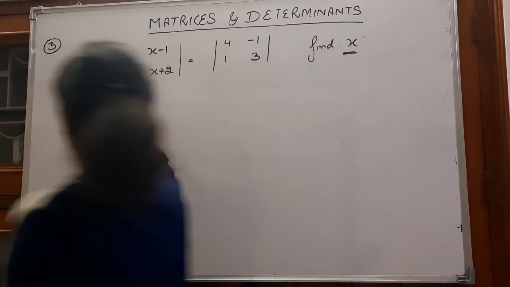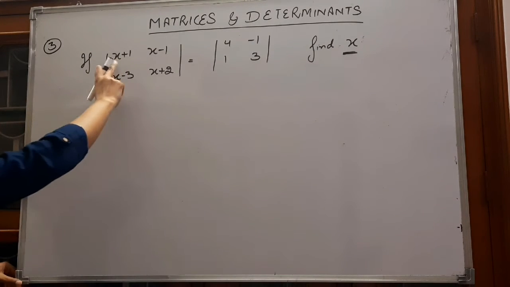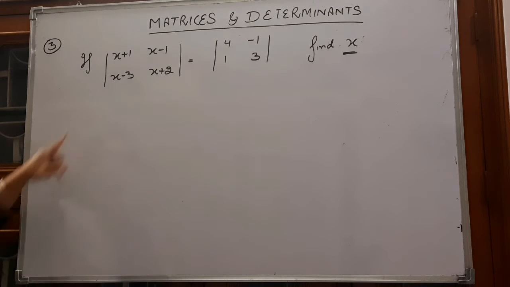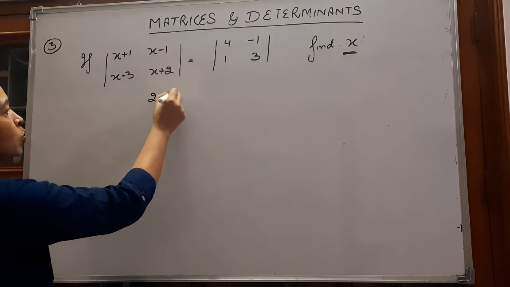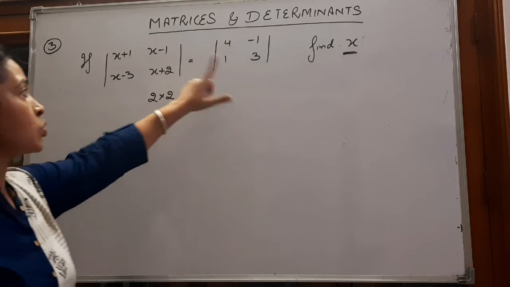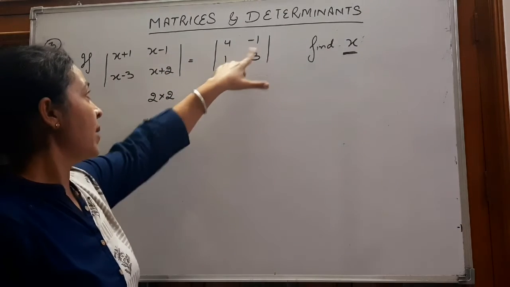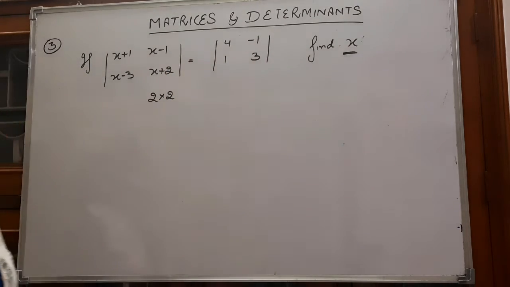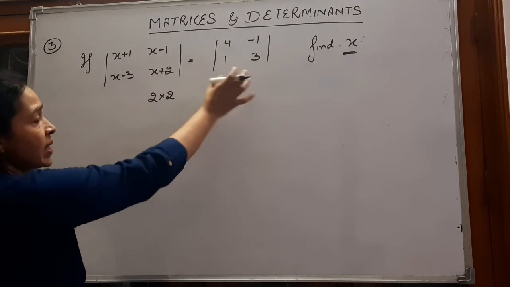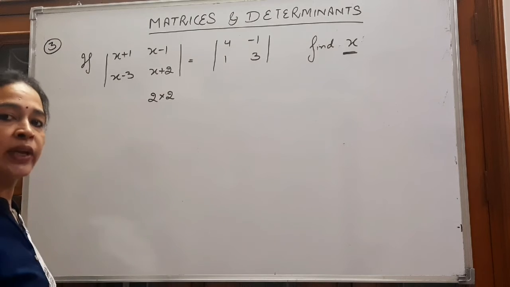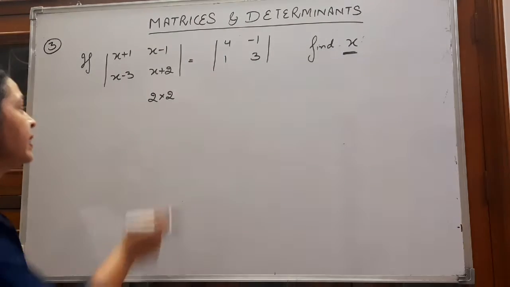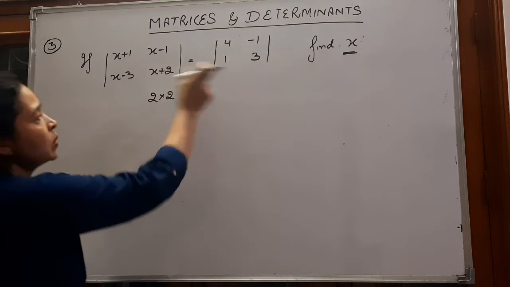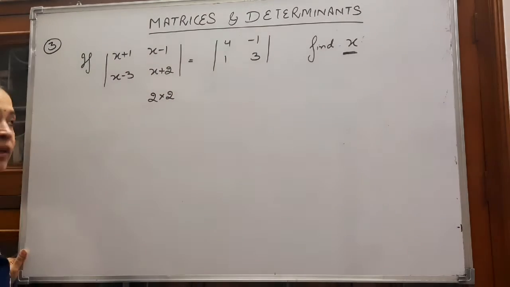If a determinant is given, the elements are x plus 1, x minus 1, x minus 3 and x plus 2. It is a determinant of order 2 by 2, equal to another determinant 4, minus 1, 1 and 3. We have to find the value of x. Children, if we have matrices, then the corresponding elements are equal, but this is not the case in a determinant. What will we do? These two determinants are given equal.